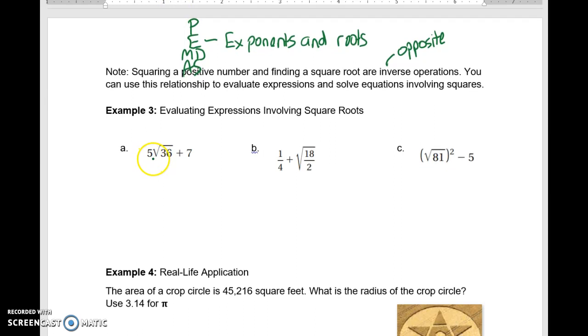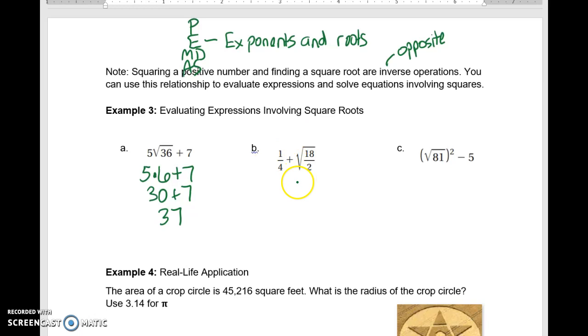So on this one, the 5 squished against the square root of 36 implies multiplication. And then, of course, plus 7. So do we multiply, square root, or add 7 first? According to our order of operations, we have to do exponents and roots first. 5 is going to drop down. We said that implies multiplication. The square root of 36 is 6, and drop down your plus 7. Multiply would come next, so we have 30 plus 7, and finally our answer is 37. We have evaluated that expression.